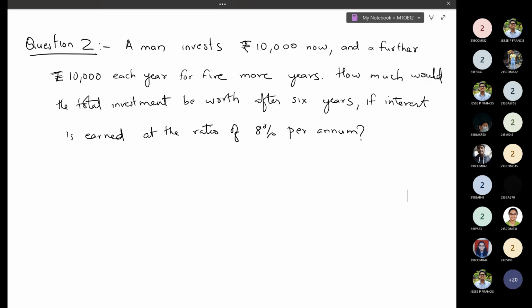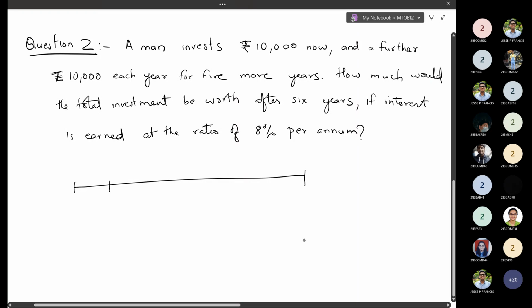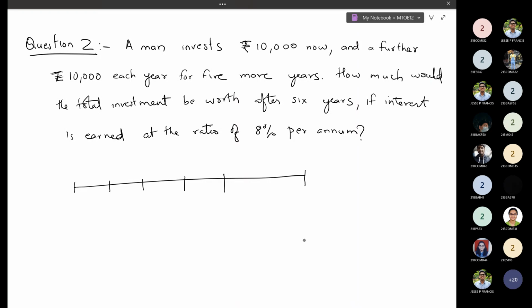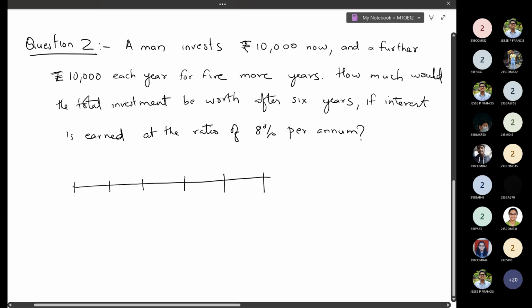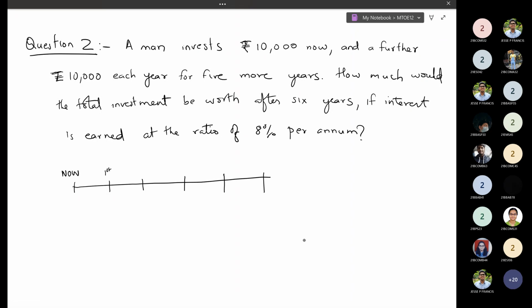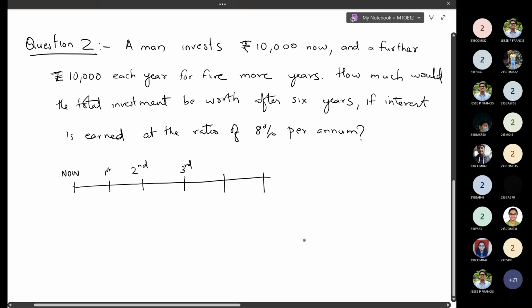We can always draw a picture to make things easy. Here, 1, 2, 3, 4, 5, 6. Okay, I wrote 7, I drew 7. This is the 0th year, which I am investing now. And this is the first year, second year, third, fourth, and fifth. Oh, wait, 6 years, right? Okay. Yeah, that should be one more.